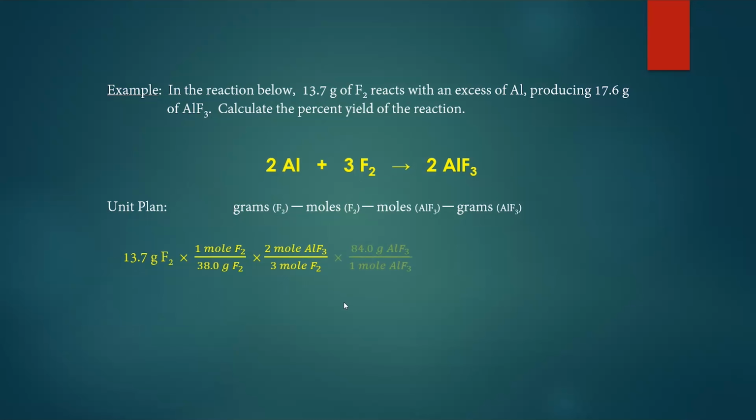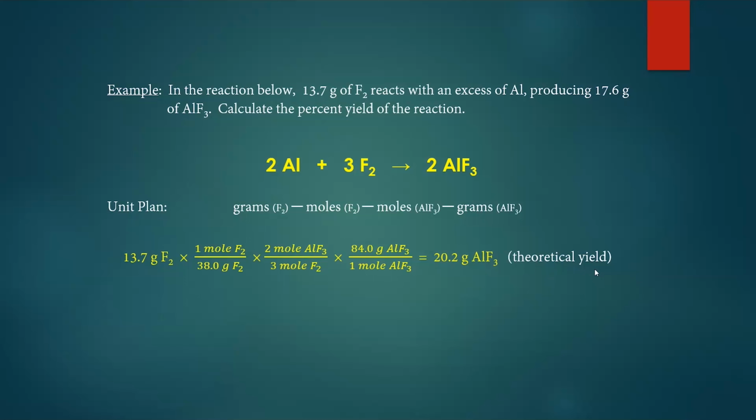And then finally, we want to convert that back to grams. So adding up the molar mass of aluminum fluoride, we have 1 aluminum and 3 fluorines. That would be 84 grams. And that gives us the amount of aluminum fluoride we could expect to get from this reaction. So we would expect to get 20.2 grams of aluminum fluoride, and that would be the theoretical yield. That's the best we could possibly do.